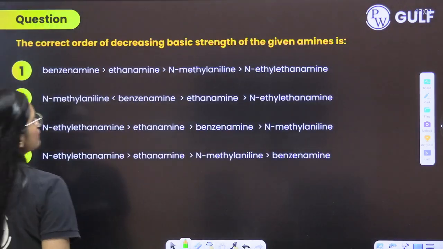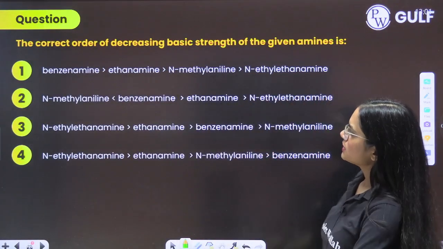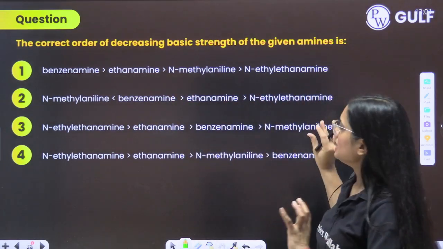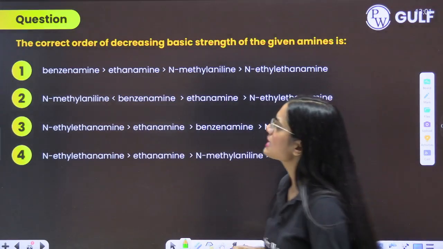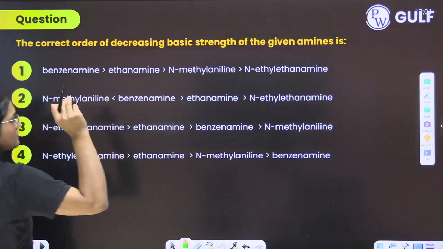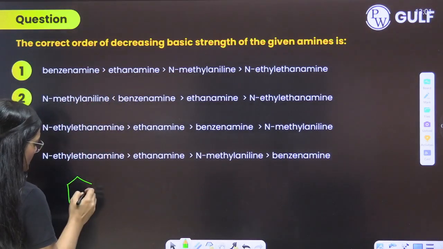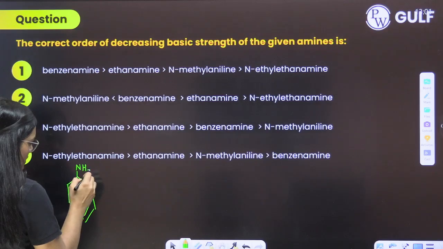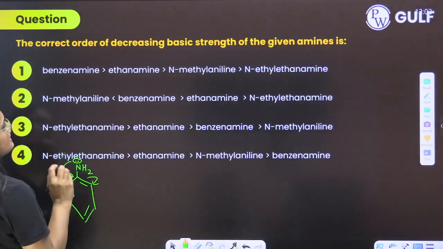The correct order of decreasing basic strength of given amines. So the question here says, you have been given different amines. Let's write the structure. With the help of structure, you'll be able to solve this. You have benzene amine. I'm drawing the structure here. Benzene amine, which is aniline, NH2 present on benzene ring, where the lone pair participates in resonance, so its basicity decreases.